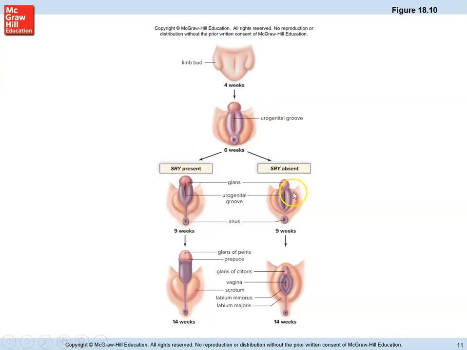If that gene was absent, it's going the female route, this genital tubercle becomes a clitoris. The urogenital groove becomes vagina, and the folds to the side become the labia. So the same pieces and parts are there again. The difference is, are the hormones present from this gene or not, which then determines which direction it goes. So just like we saw with the Wolffian duct and the Mullerian duct for the fallopian tubes or the vas deferens, the external genitalia work the same way. It either goes one way for a male or one way for a female based on those hormones.